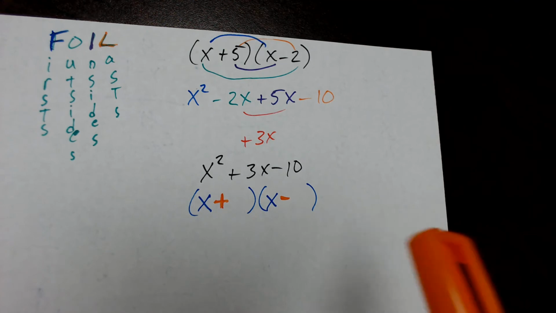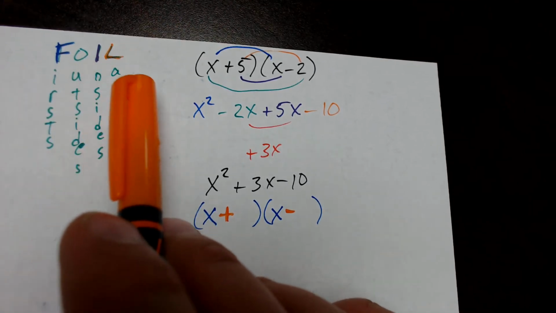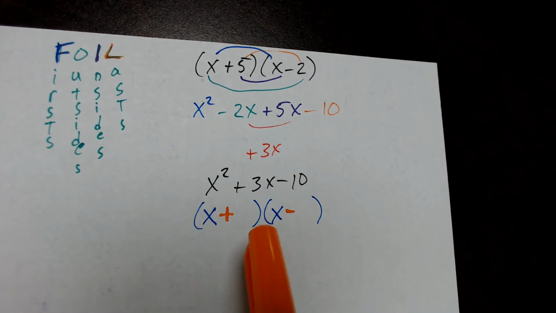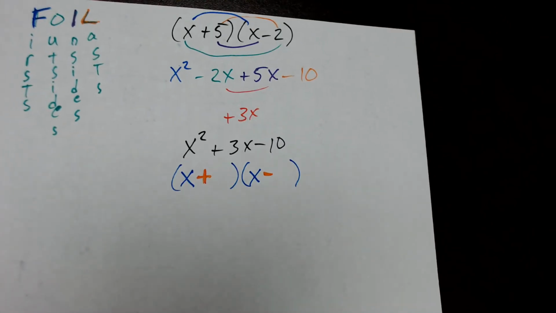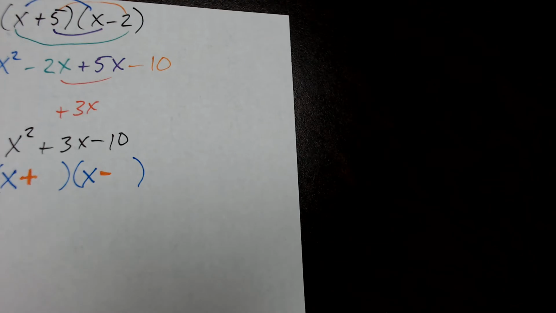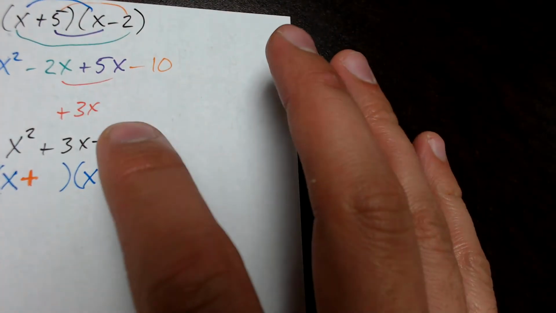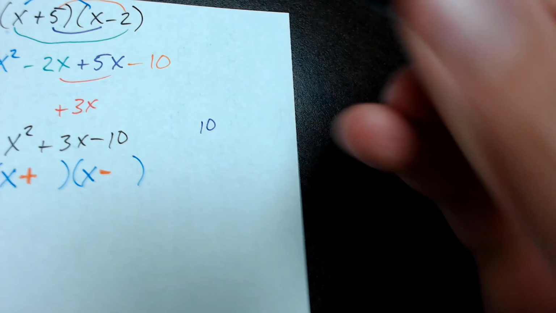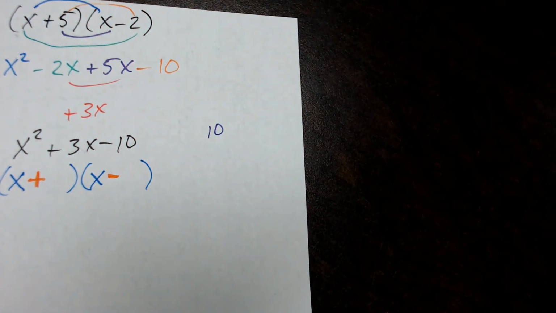Now, the last part, the hardest part, is figuring out the outside and the inside, or the OI part. Figuring out what goes in these blanks. To do that, we're going to use two processes. We're going to look at the last term, which is the 10, and we're going to find possible factors of 10. I'm going to list all the possible factors I can think of.